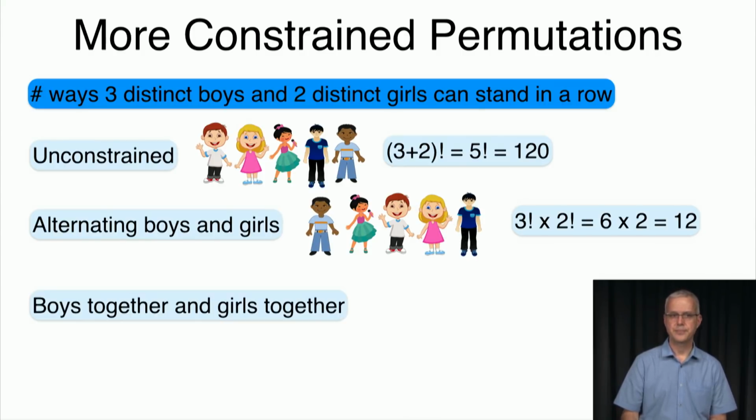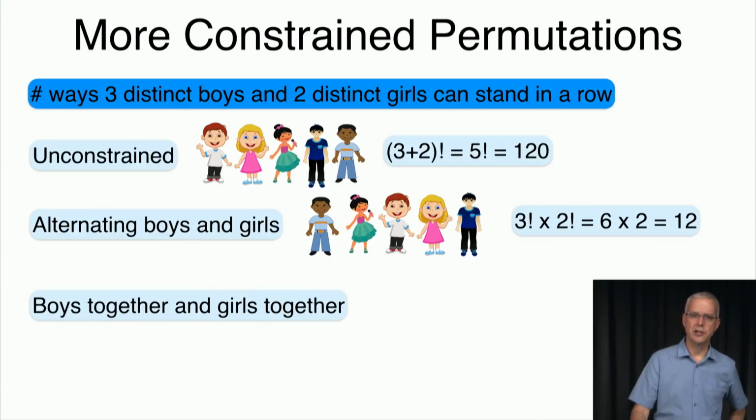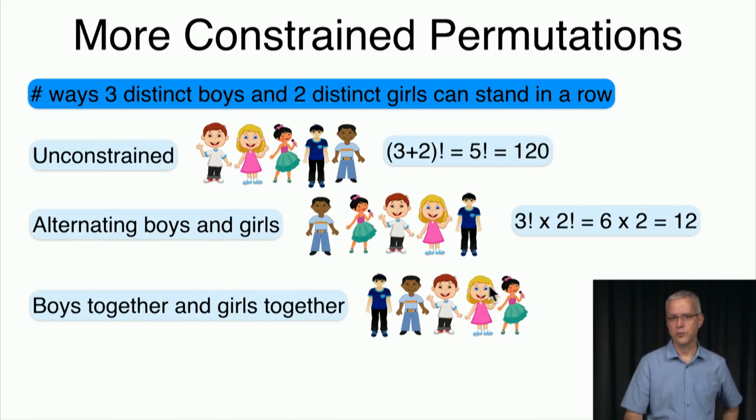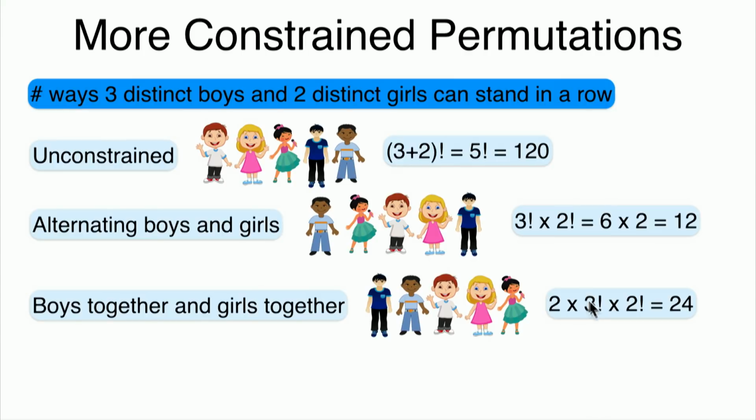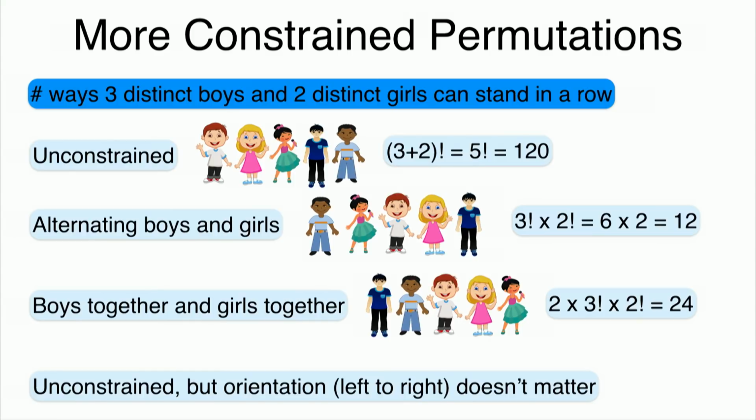How about boys together and girls together? For example, here 3 boys followed by 2 girls, or you could have the 2 girls followed by the 3 boys. So now we have 2 ways to decide if the boys come first or the girls come first, and then we have 3 factorial ways to arrange the boys and 2 factorial ways to arrange the girls, and we get the number we got before times 2, namely 24. Okay, and what if the boys and girls are unconstrained again, as they were here at the beginning, but the orientation, namely left to right or right to left, does not matter.